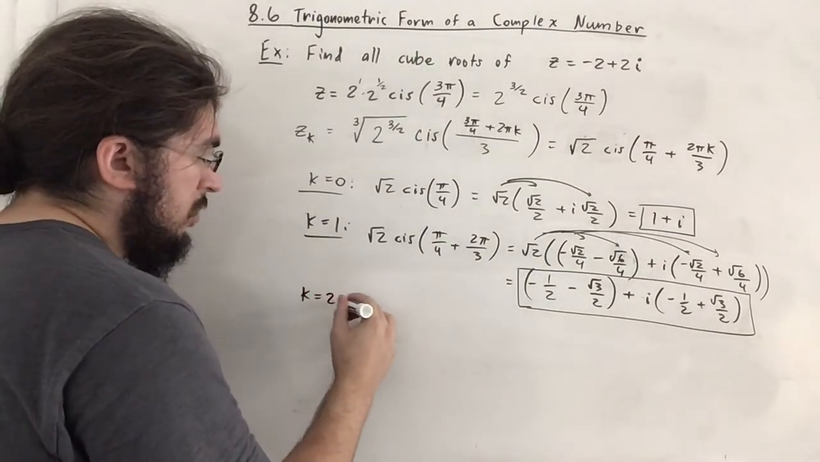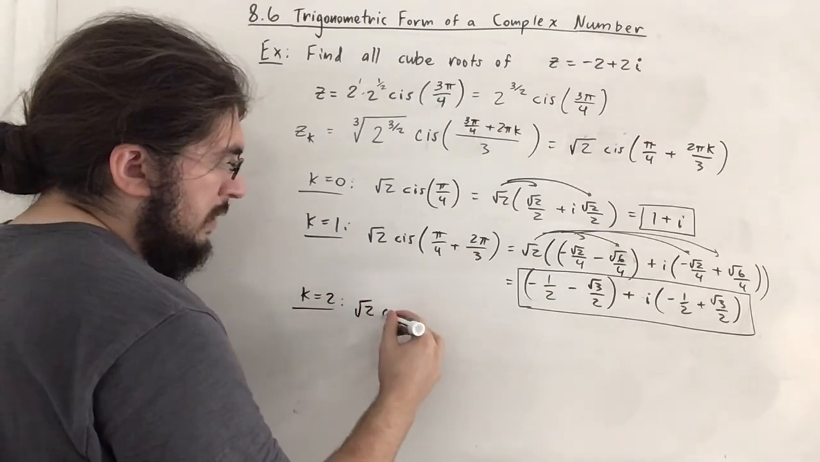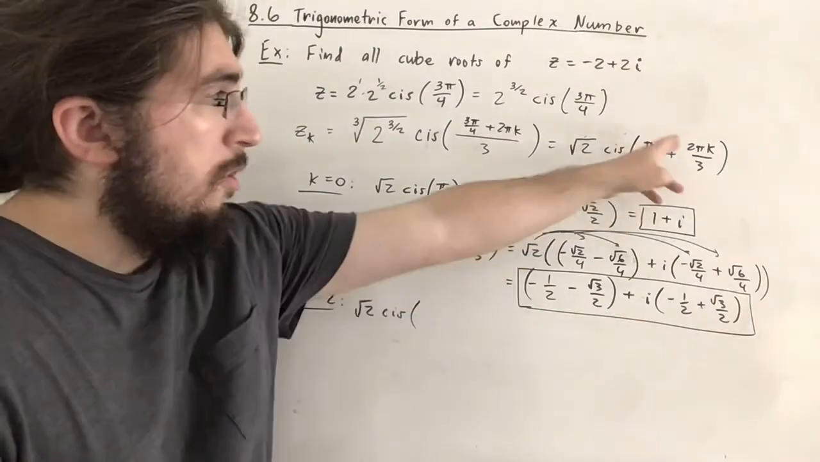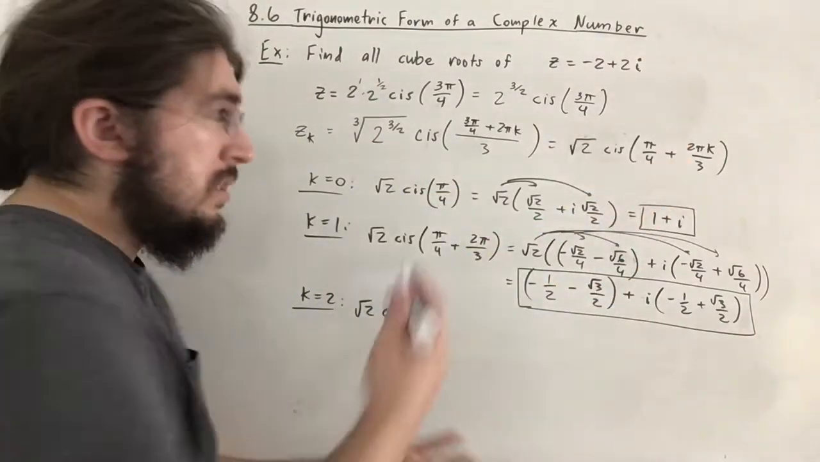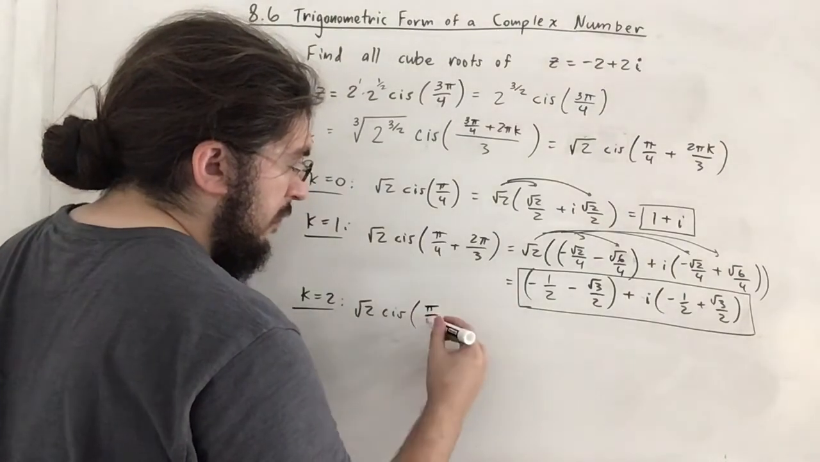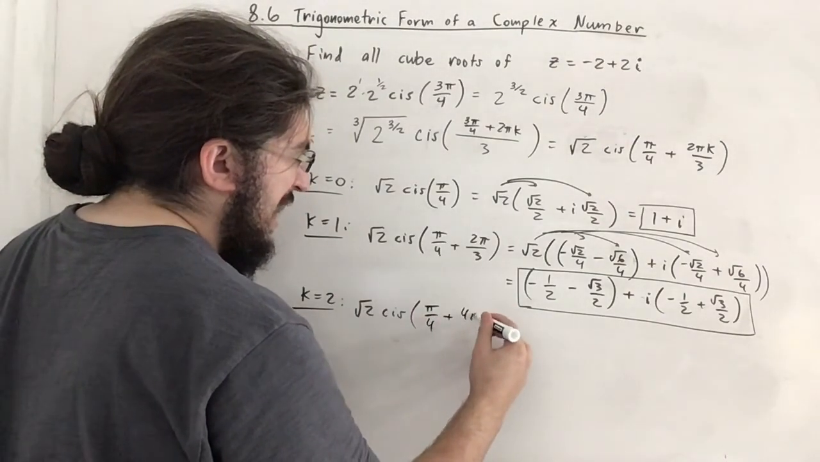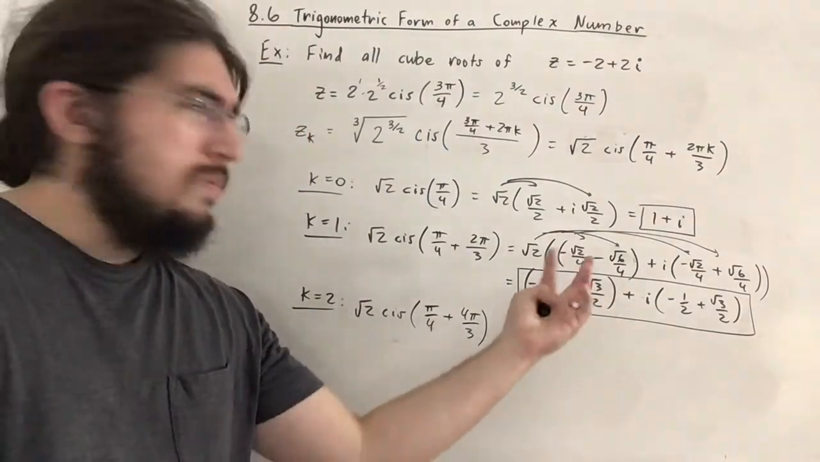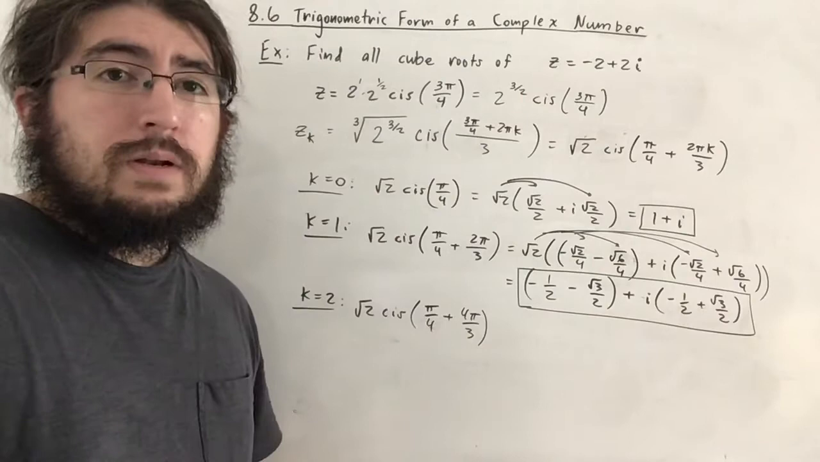So for k equals 2, we get radical 2 times cis of, let's see, it's going to be pi over 4 plus 2 pi times 2, which is 4 pi over 3. Yeah, pi over 4 plus 4 pi over 3. And I have a very strong feeling that we're going to get very similar values, but the signs are going to be different. So let's take a look at what we get now.